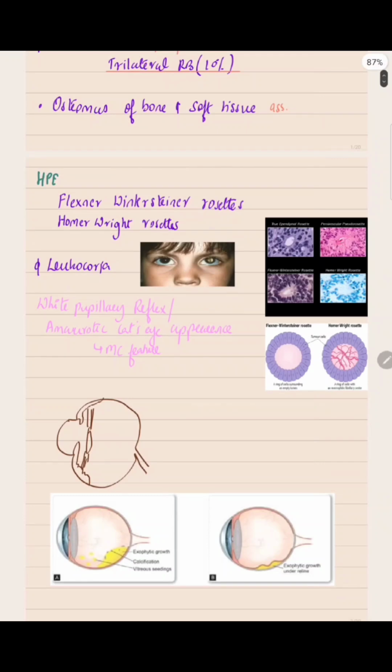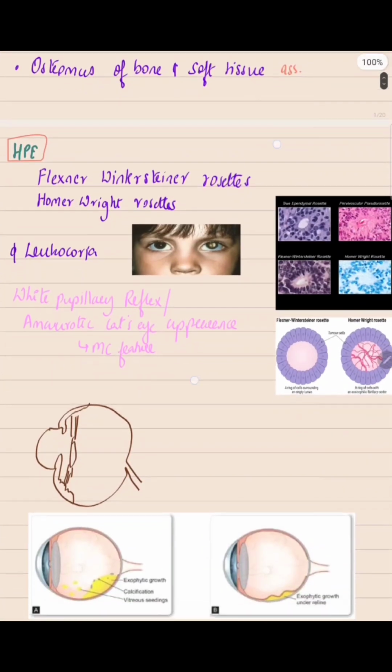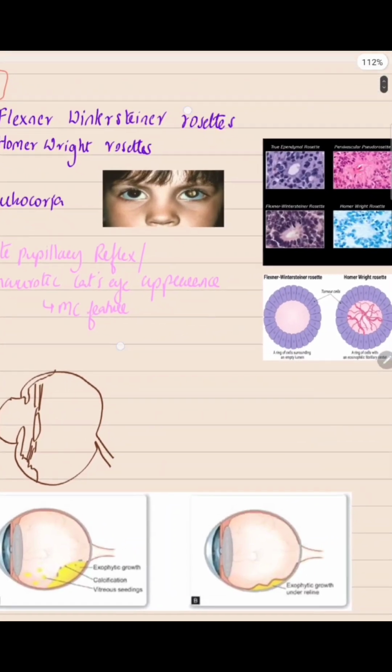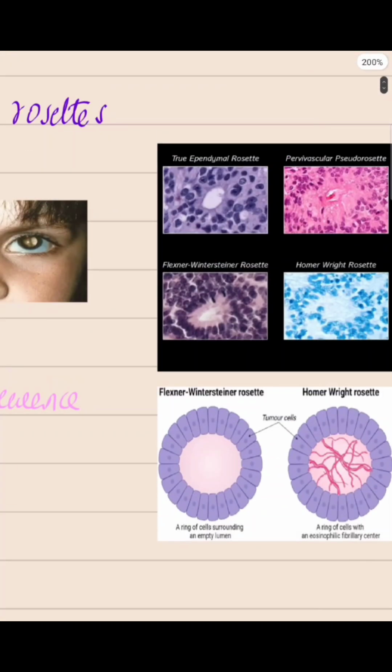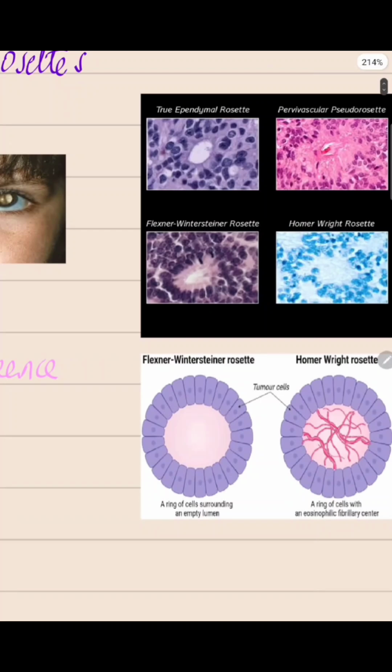Now, on histopathological examination of retinoblastoma, these forms can be seen: the Flexner-Wintersteiner rosettes. These are highly specific. Here we see a single ring of cells with an empty lumen. The lumen here is empty.